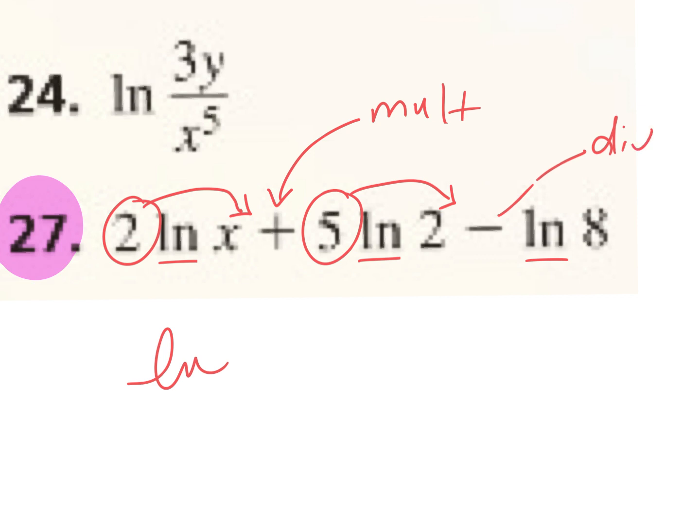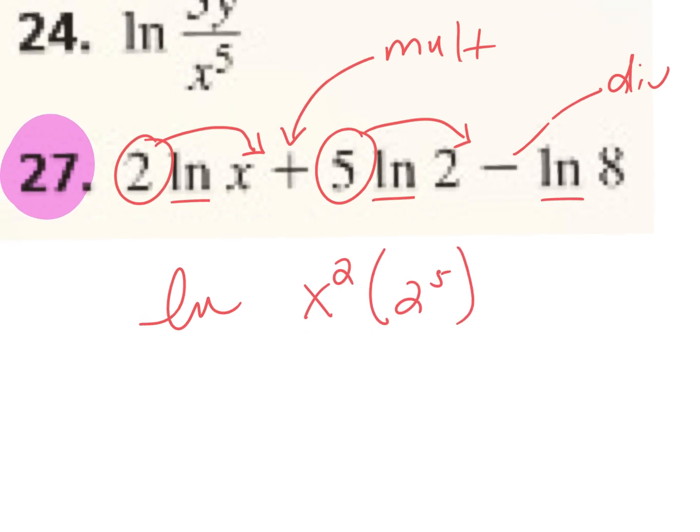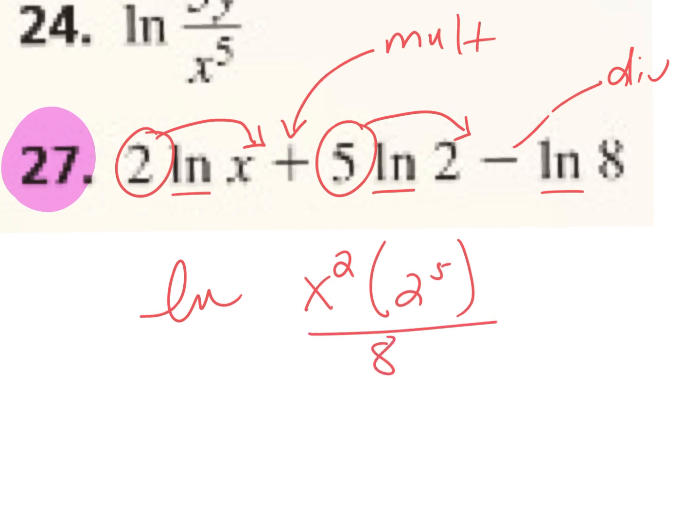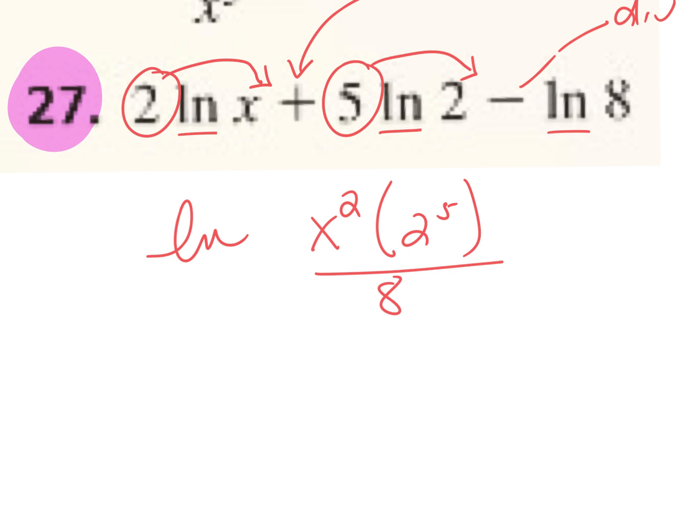Perfect. So take it step by step. You don't have to do it all in one step, but this is going to be x squared times 2 to the 5th power. Agreed? Divided by what? 8. All right. Now we can simplify this a little more. I'm going to rewrite my ln, and I'm going to leave my x squared hanging out here.